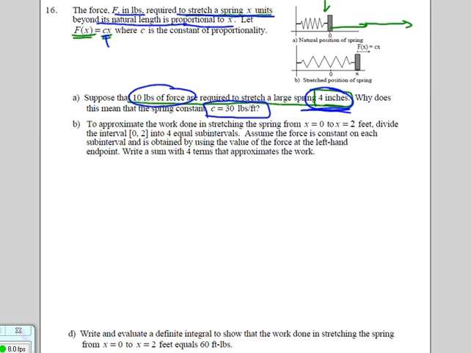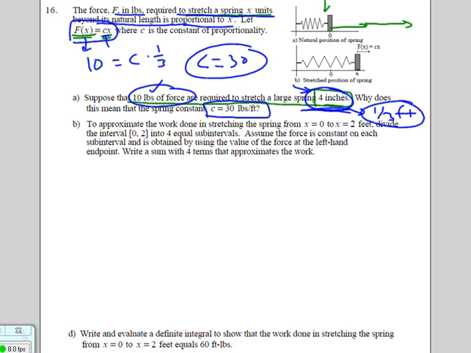So the key thing is we need to talk about pounds and feet. So 4 inches is 1/3 foot. Therefore, if we look at this equation, my force is 10 pounds, and that equals c times my x value, which is 1/3. So c equals 30. So that's physics for you. But now let's get into the calculus piece.